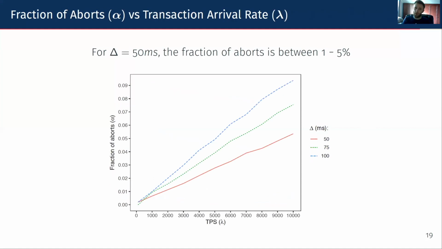This next chart plots the fraction of aborts against the transaction arrival rate. When we set delta to 50 milliseconds, the fraction of aborts is between 1 to 5%. This increases to between 1 and 7% when we set delta to be 75 milliseconds.